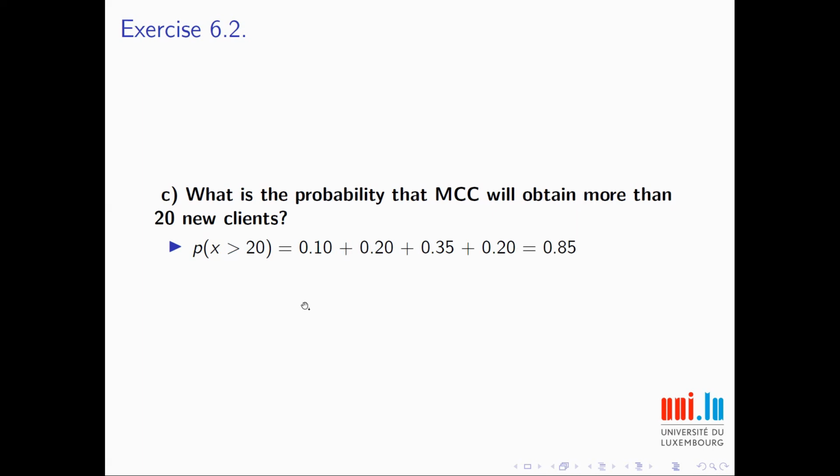Again, a similar question about the probability that more than 20 clients will come. So we just add to the previous number, the 75%, the new 10%, which is the probability that 30 new clients will come. And again, I think everything is clear. We did it many times, so I will not touch on it for long.